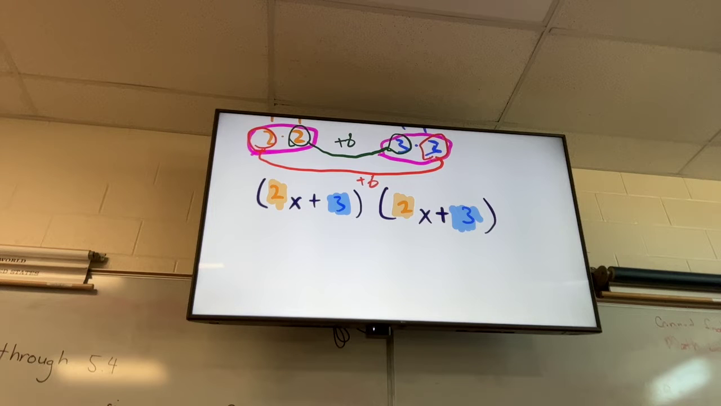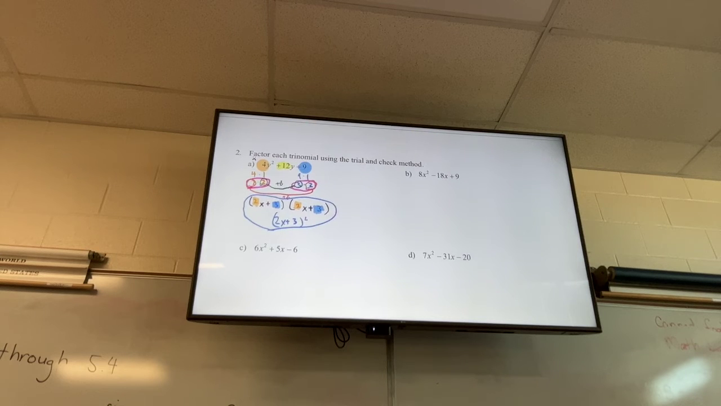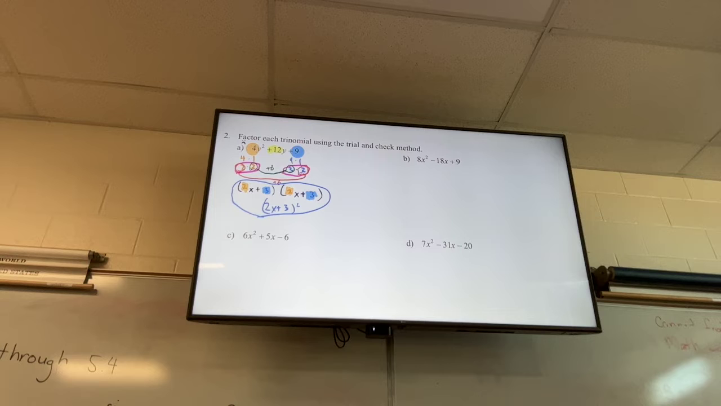That's the only way you could, since they're all the same number. So my final answer is actually (2x plus 3) squared, if you noticed that. But I'll accept either of those as the answer. Let's do another one. I think if we do another one, you'll see what I mean.